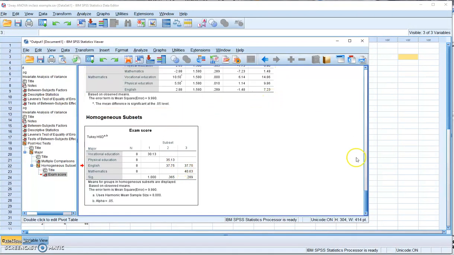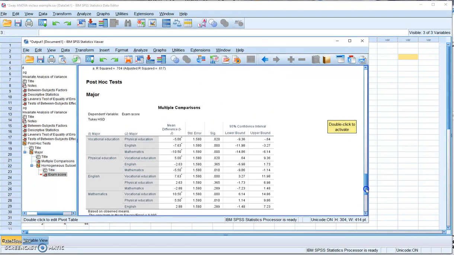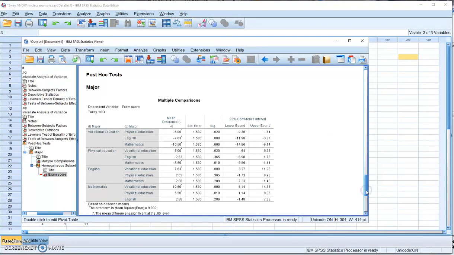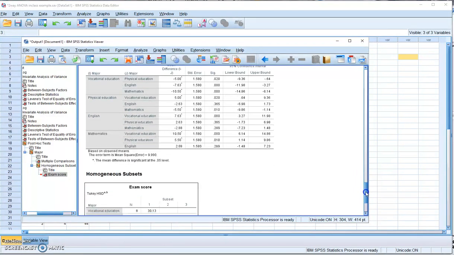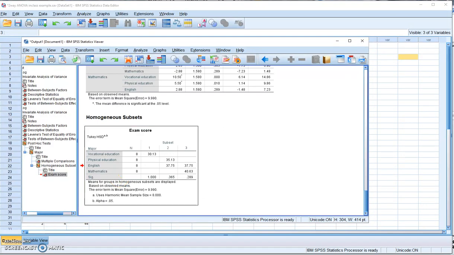Okay, so this part we have right here is the post-hoc test for major as a main effect. And I am going to show you how to conduct the test of simple effects in a separate video.